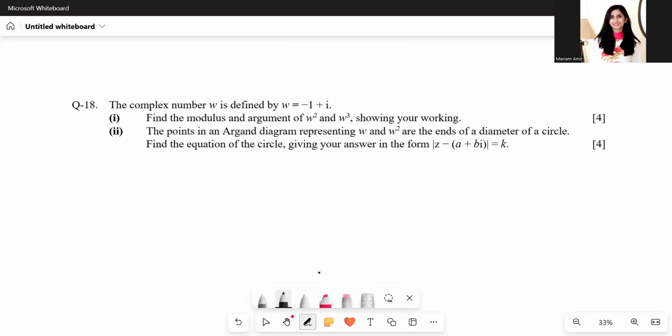This question says that the complex number W is defined by W equals minus 1 plus i. Find the modulus and argument of W squared and W cubed, showing all your working. Okay, so we will be using De Moivre's theorem here. First, let's find the modulus and argument of minus 1 plus i.